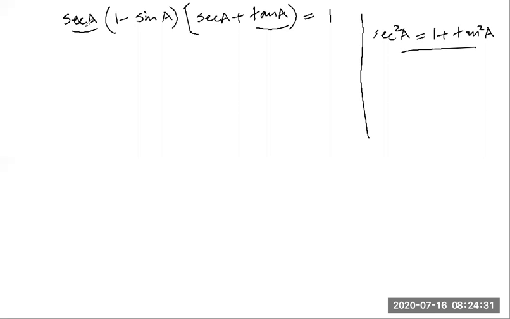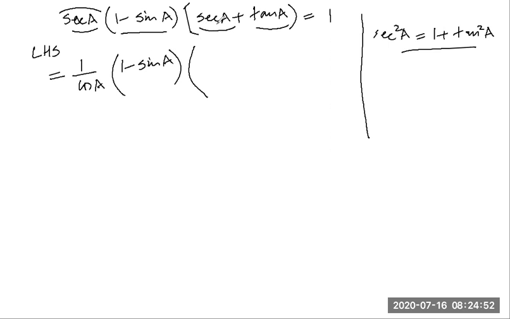So now I can convert secant A in terms of cos A. I will write the left hand side as secant A in terms of cos A, which is 1 by cos A, into 1 minus sin A. Now again convert secant A in terms of cos A. 1 by cos A. Now please convert tan A into cos A and sin A. Sin A by cos A. Good.